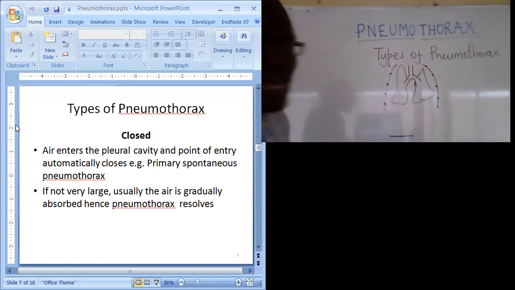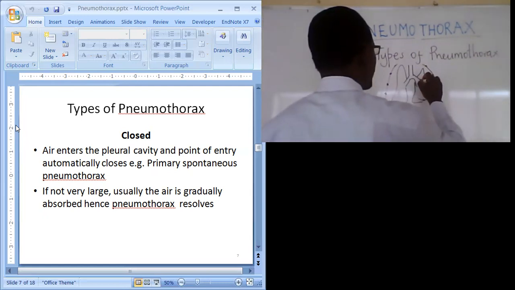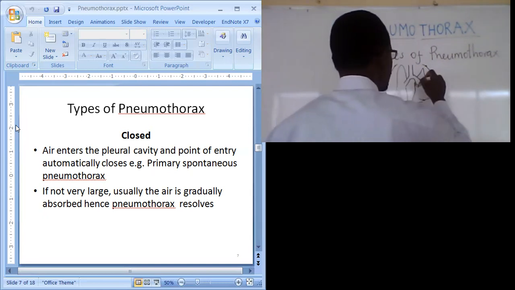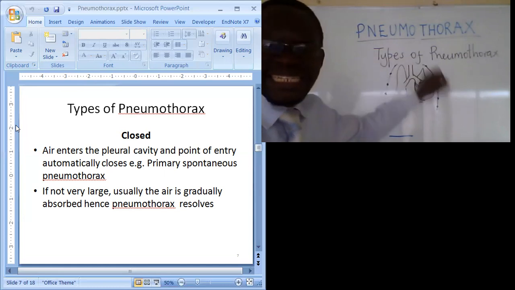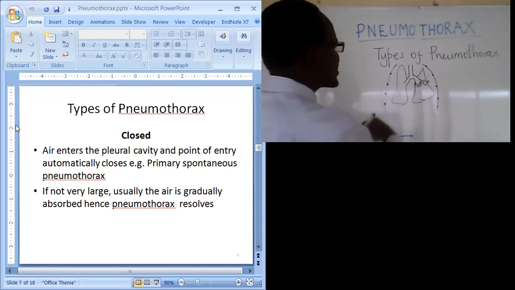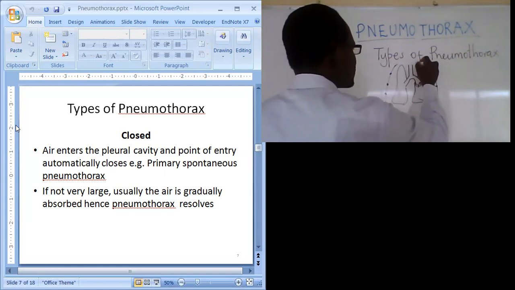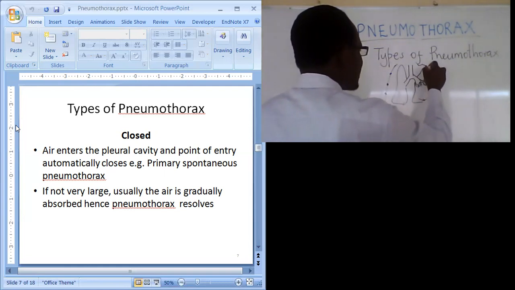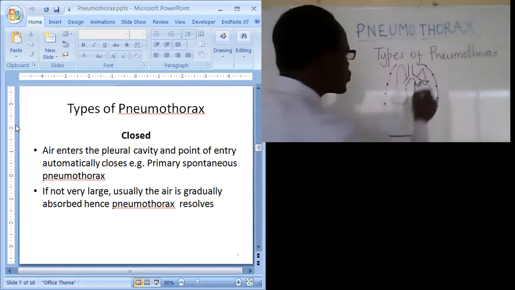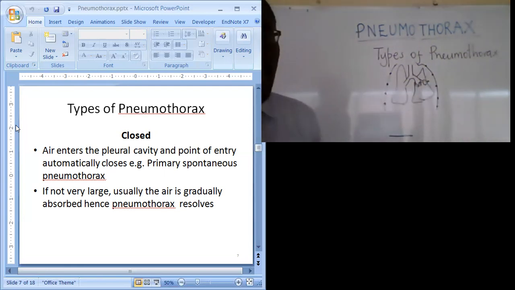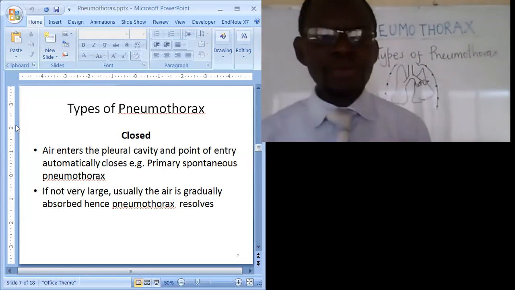Now what actually happens is that air can escape from the alveoli here, and as a result, air escapes into the space. After escaping into the space, the lung automatically seals it off, while some air has already escaped into the space here. When some air has escaped, the lung automatically seals off, and as a result, you have what we call closed pneumothorax.